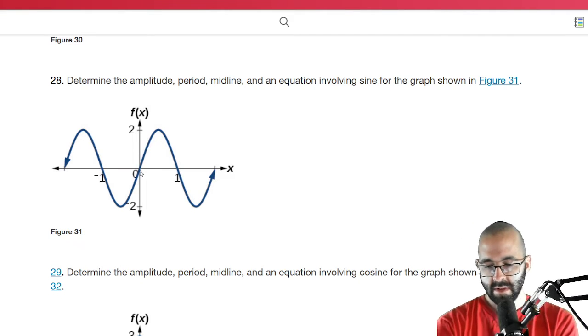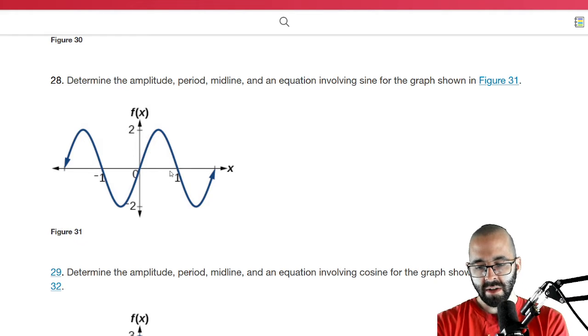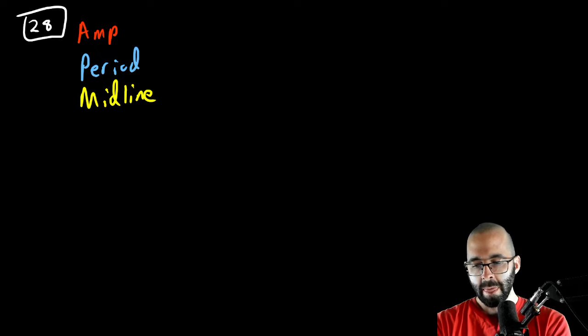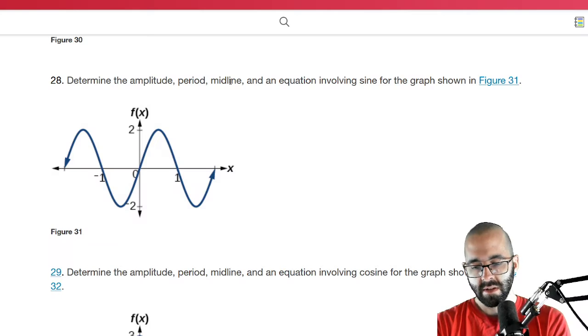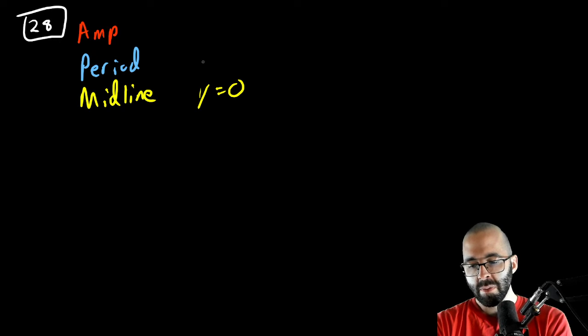So the midline is the middle. It starts at 0. 0 is the middle. That's our midline right there: y equals 0. The period, well, it takes 1 to get here. It takes 2 to get back to where we started. If you look the other way, it takes 2 to get back to where we started that way too. So the period is 2.